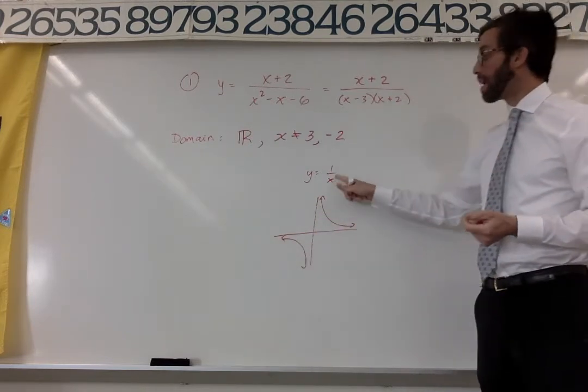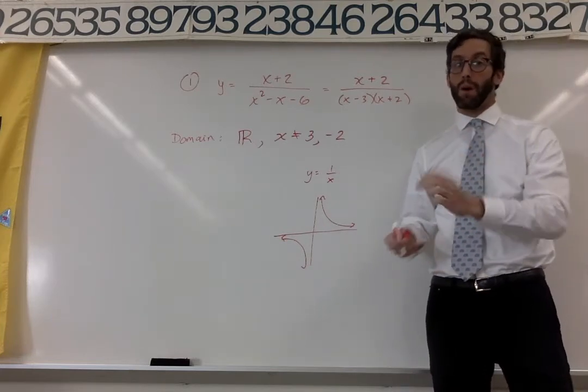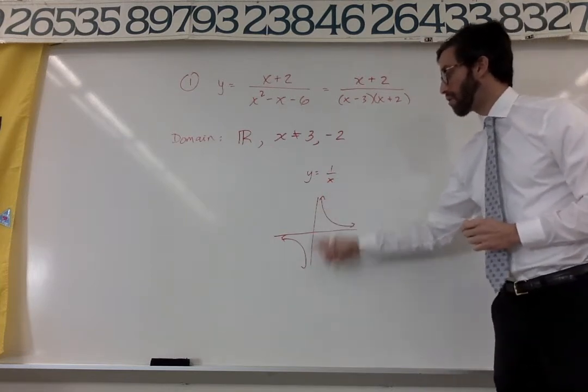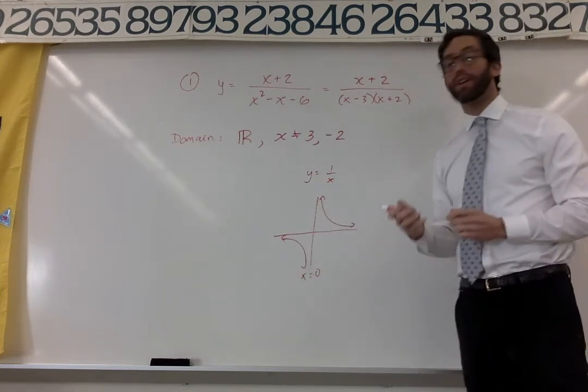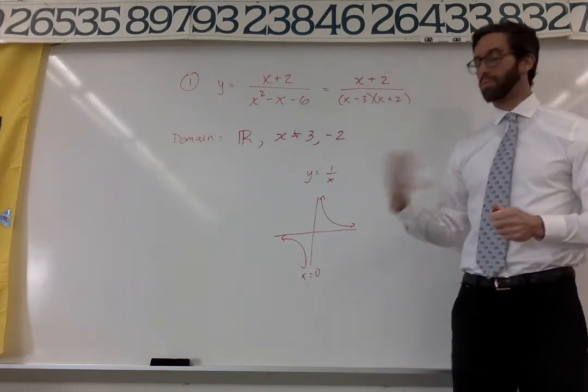The domain here is all numbers but 0, right? It's only 0 itself that would make the denominator 0. So what happens where x is 0? We have an asymptote where x is 0, the y-axis itself. That is one type of discontinuity that we can end up with.